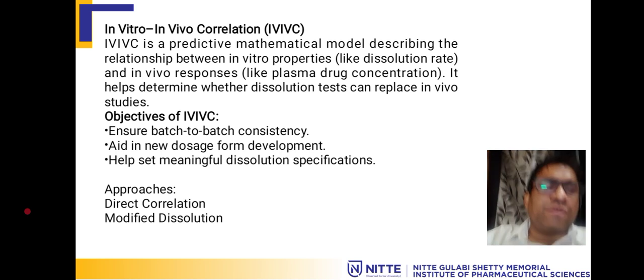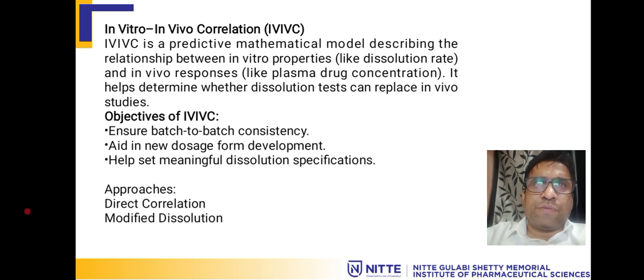What is IVIVC? In vitro in vivo correlation is a predictive mathematical model describing the relation between in vitro properties like dissolution rate and in vivo responses like plasma drug concentration. It helps determine whether a dissolution test can replace in vivo studies.